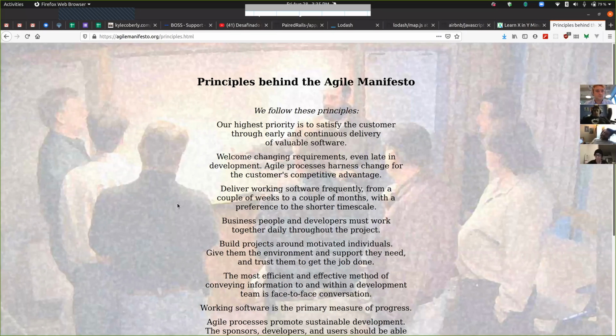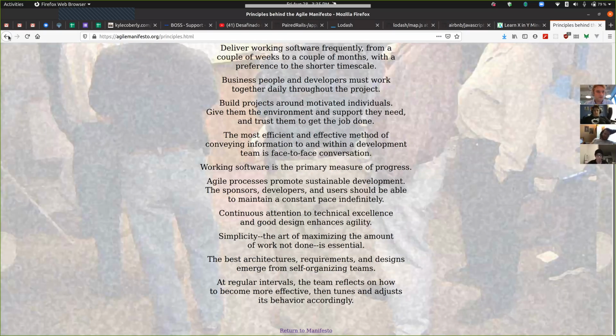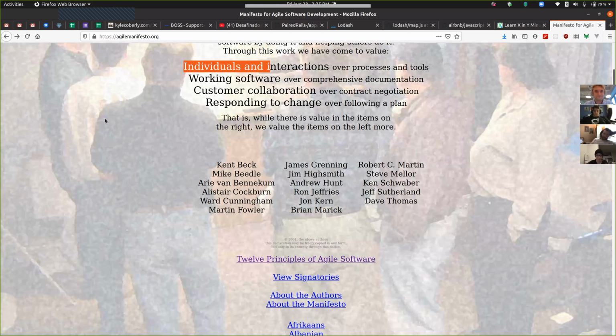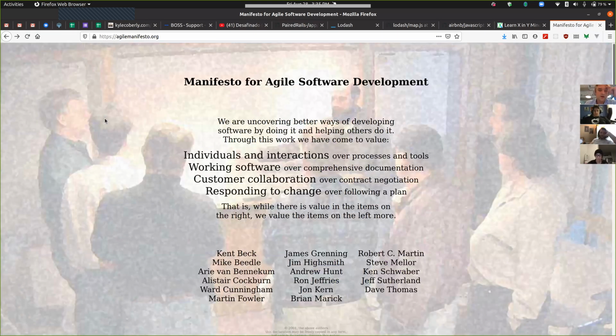Cool. So I want to dig a little bit further on, let's start with the values. And I'm going to do an experiment. Let's do this in discussion groups. So individuals and interactions over process and tools, working software over comprehensive documentation, customer collaboration over contract negotiation, responding to change over following a plan.